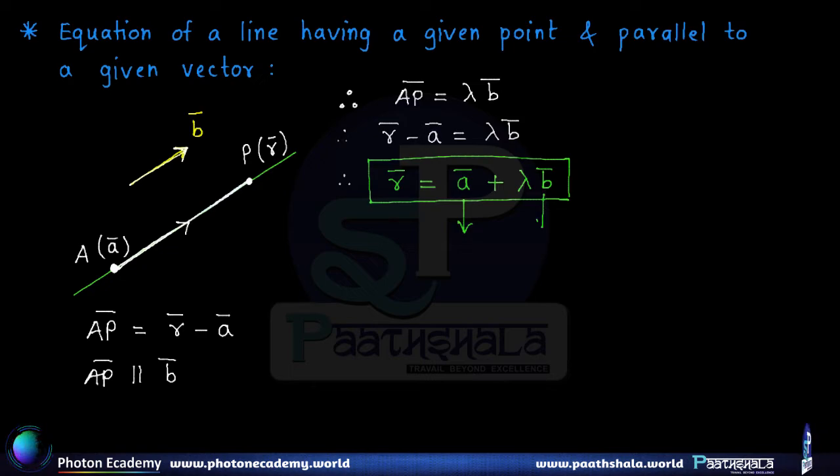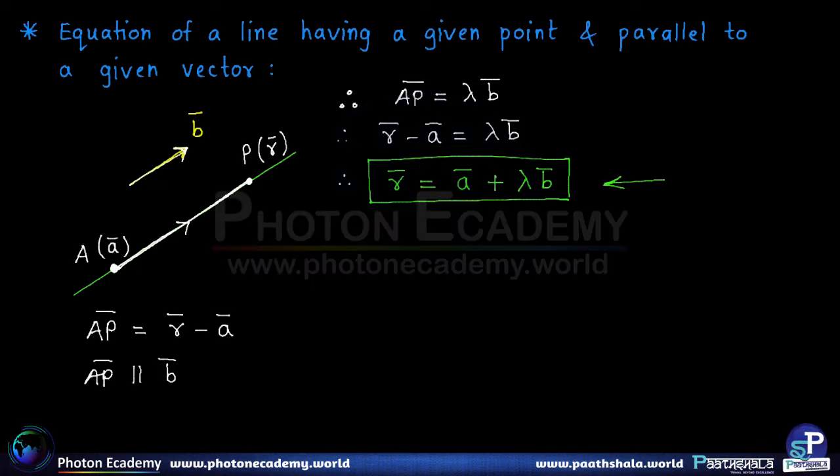So if we know the given point and the given vector b bar, we can directly write down the vector form of the equation like this, okay? So that is a vector form of the equation. Now let us see how to write the same equation in Cartesian form, right?